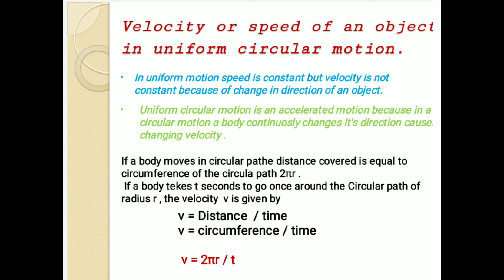If an object is moving in uniform circular motion, what is the formula to calculate velocity? If a body moves in a circular path, the distance covered is equal to the circumference of the circle, that is one complete circle. The circumference of a circle is 2 pi r. If a body takes t seconds for one complete round, velocity is equal to distance divided by time. Distance means circumference divided by time. So the formula is v is equal to 2 pi r divided by t. This is the formula to calculate velocity in circular motion. I hope you understood the concept.